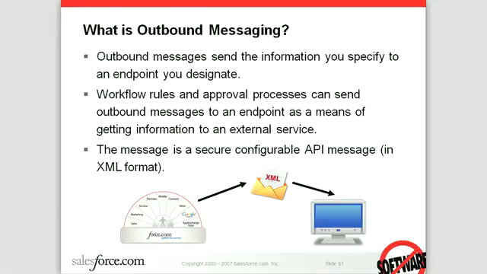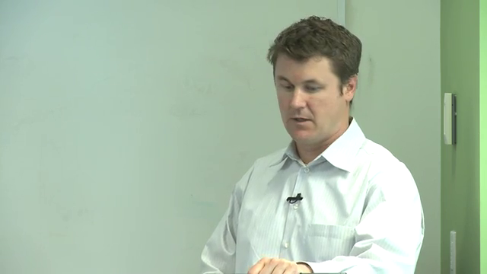So outbound messaging is sending record information over to an external system, a URL, via a SOAP web service message. It utilizes SOAP and WSDL. WSDL is the Web Services Description Language, which is an XML document that describes what this outbound message will send to the target system. And the format of what we send over there is going to be a SOAP message. Okay.